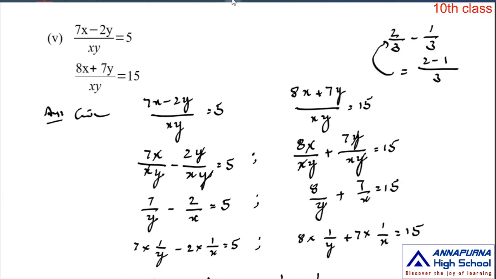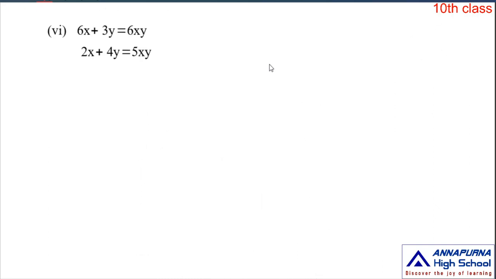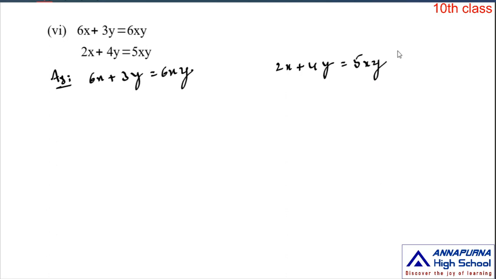Okay, so let's come to the next one, sixth one. In the sixth one, the given two equations are 6x plus 3y is equal to 6xy, and 2x plus 4y is equal to 5xy. Can you define the degree of these two equations? Yeah, its degree is 2. Why? Because in the right side part here we have one term, that term is xy term. So exponent of the x is 1 and the exponent of y is 1. So its degree is 2.